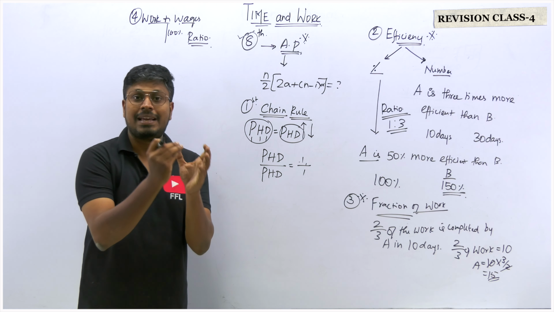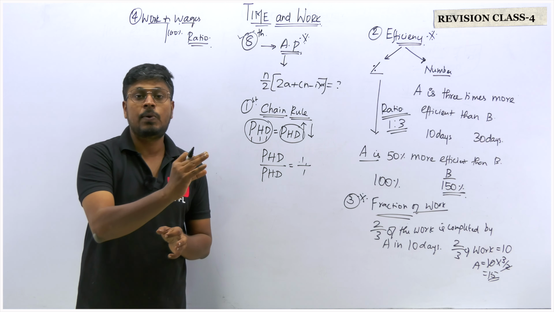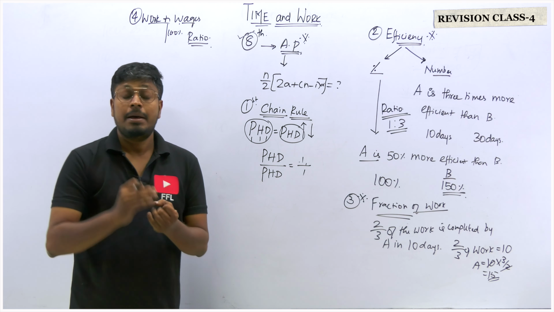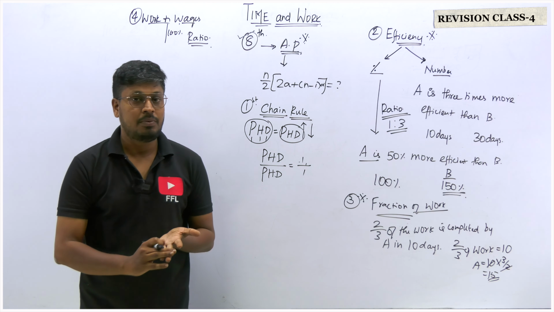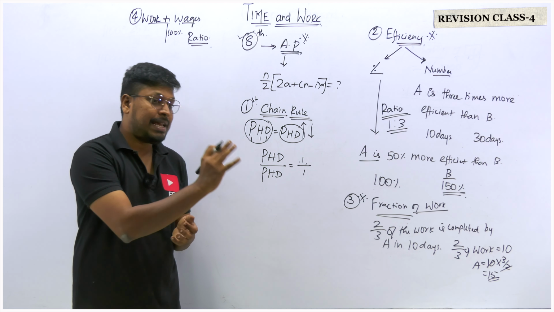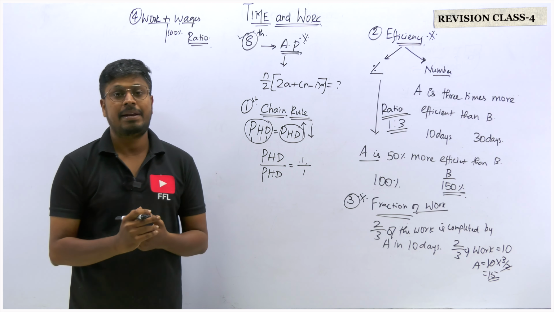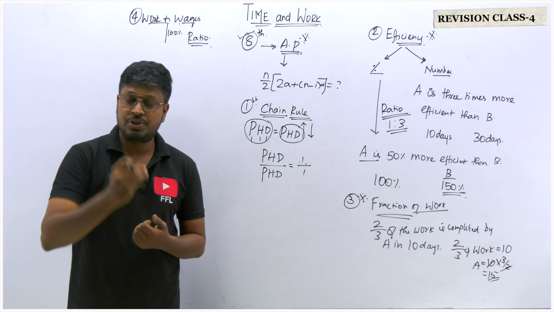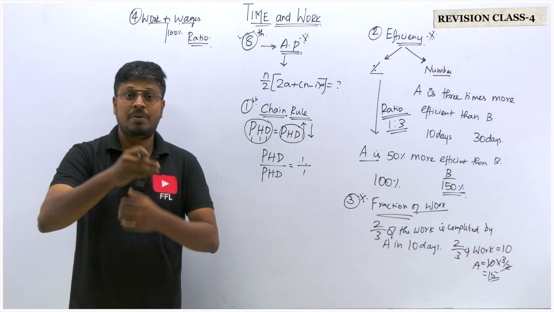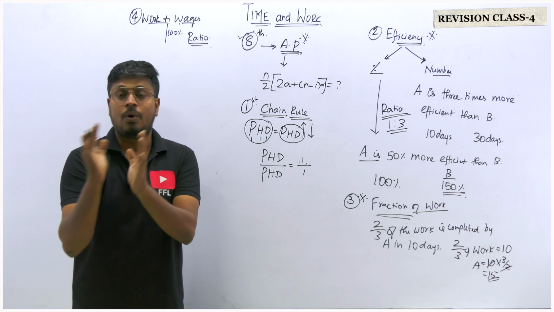So we have to find initially only A. A alone, how many days he completes the work. B alone, how many days he completes the work. And then C alone. After finding A separately, B separately, C separately, we have to find the ratio of it. After finding the ratio, we have to split the total amount for all the three.